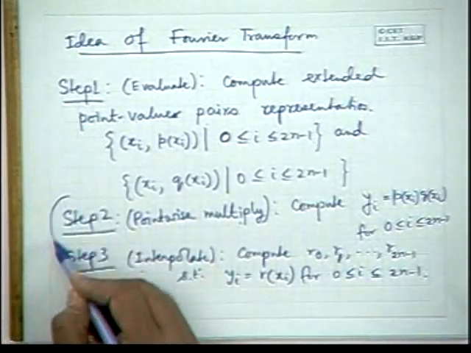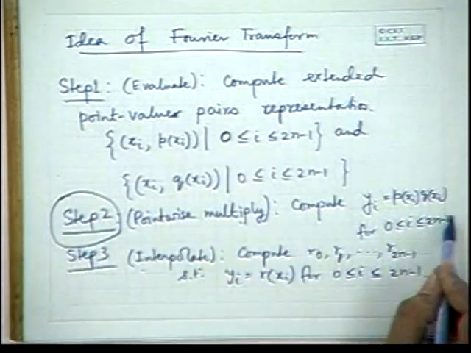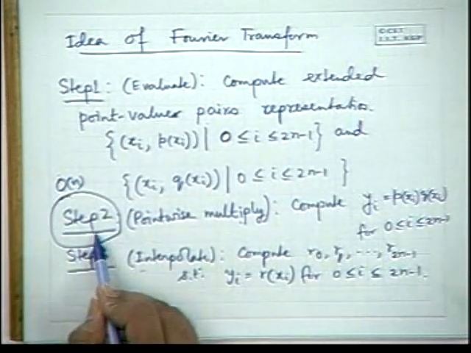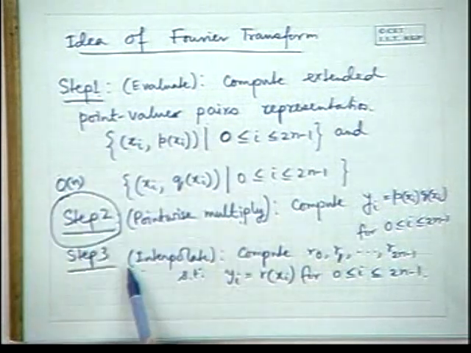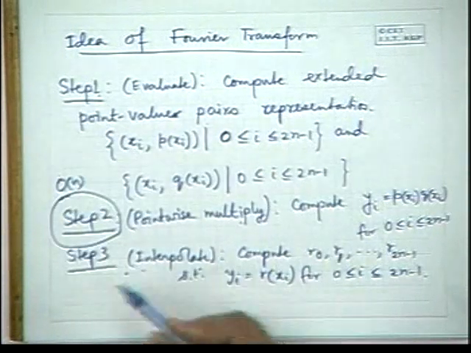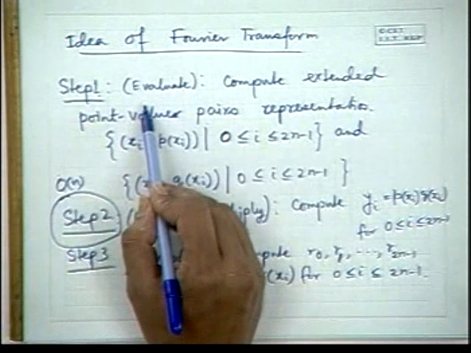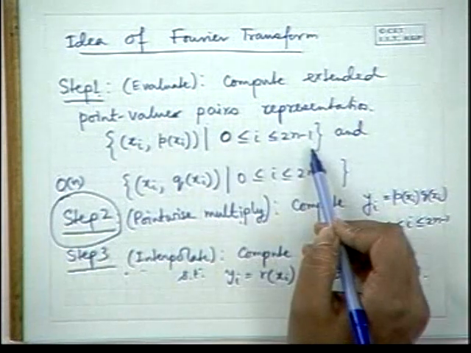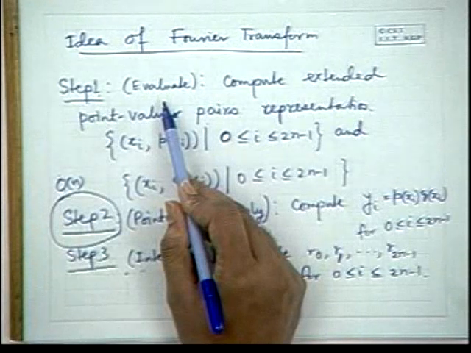We already know that this can be done in, how much time does it take? This step, step 2, is order of n. So if we can do step 1 and step 3 in order n log n, then we have this entire algorithm in order n log n. So we'll have to basically see how we can evaluate a function at 2n points in order n log n time.